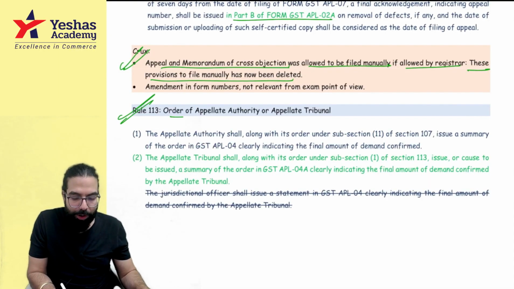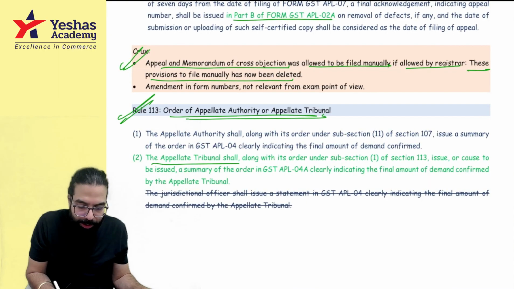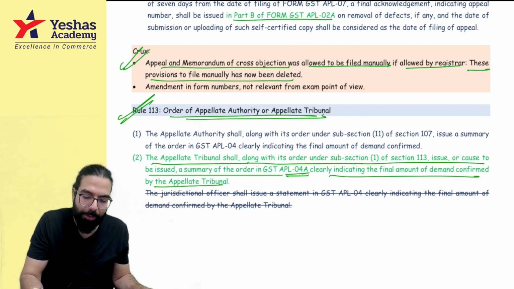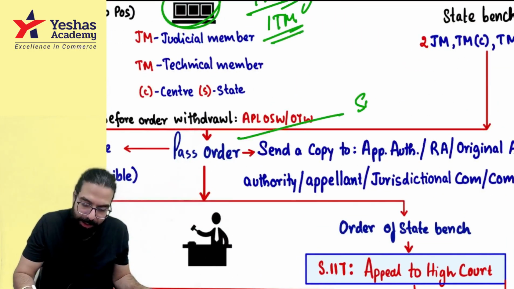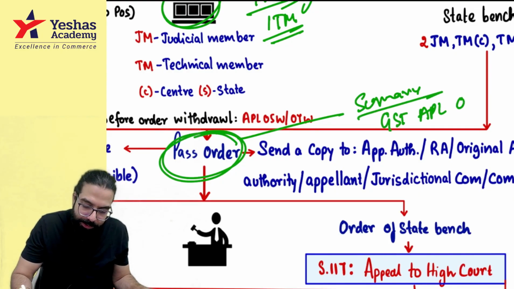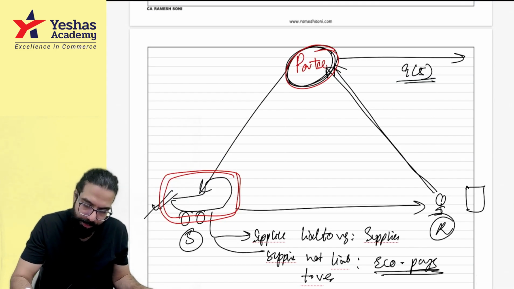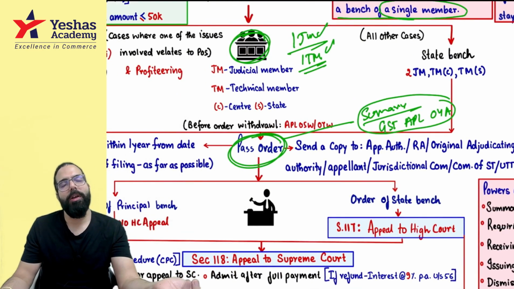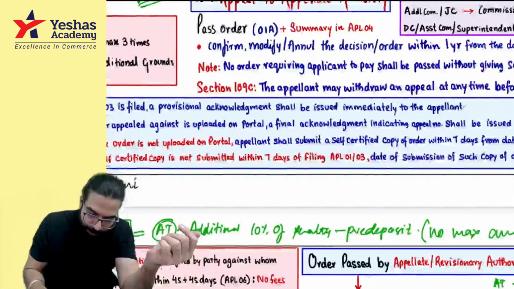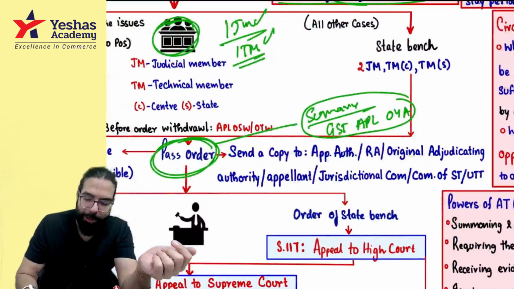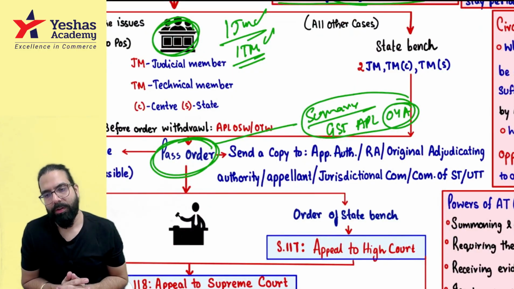Last one, again, order of appellate authority or appellate tribunal. The appellate authority, the appellate tribunal shall issue an order and cause to issue a summary of the order in GST APL 04 indicating the final amount. Whenever they issue an order, they'll issue a summary. For an order by the appellate tribunal, whenever it is issued, they will issue a summary in GST APL 04A. I'm writing here, nothing, they are telling: summary will be issued. Summary will come in APL 04 for the appellate authority; the appellate tribunal will give it in GST APL 04A. Any amendment? Nothing. It's just the form number.